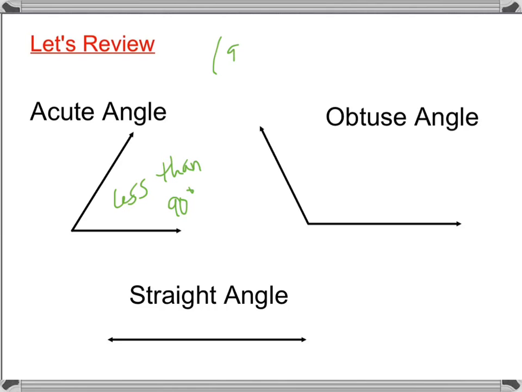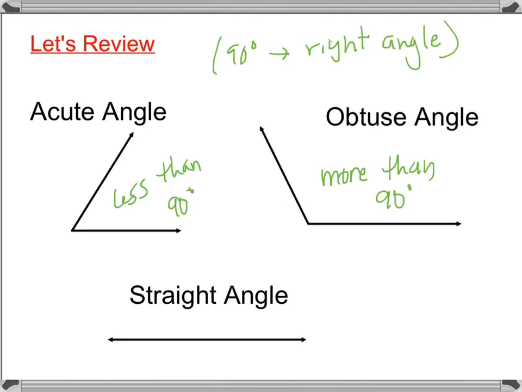By the way, a 90-degree angle is also referred to as a right angle. Obtuse means more than 90 degrees. And people often remember that because the prefix OB can mean things like obese, which means overweight. So obtuse means larger than 90 degrees. And a straight angle is equal to 180 degrees. And that just looks like a straight line.